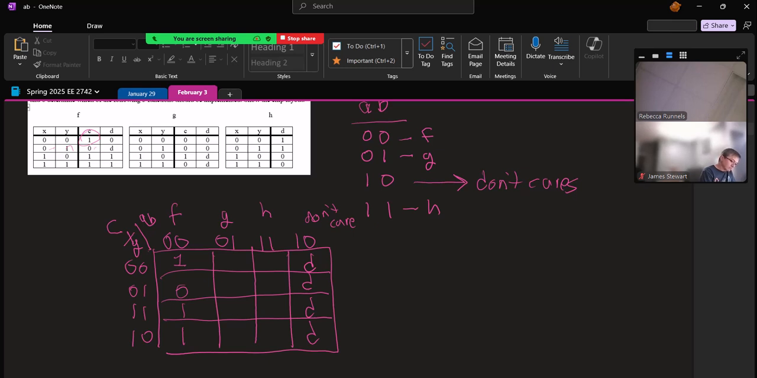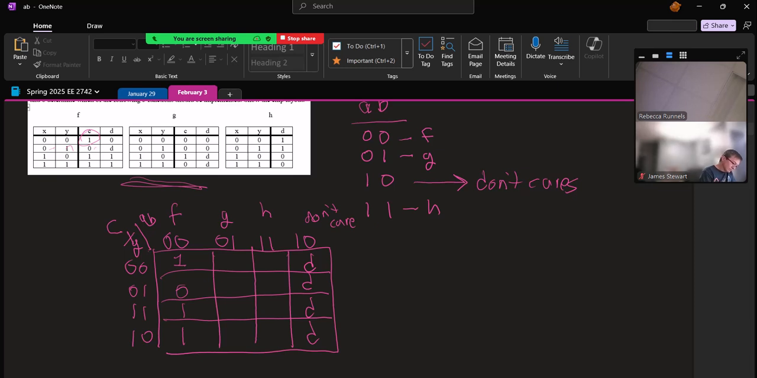Now, if instead I'm supposed to be doing function G, then I would set the switches that are for A and B to 0, 1. And that means I'm implementing function G. And if I do that, this middle one gives me the values for function G.